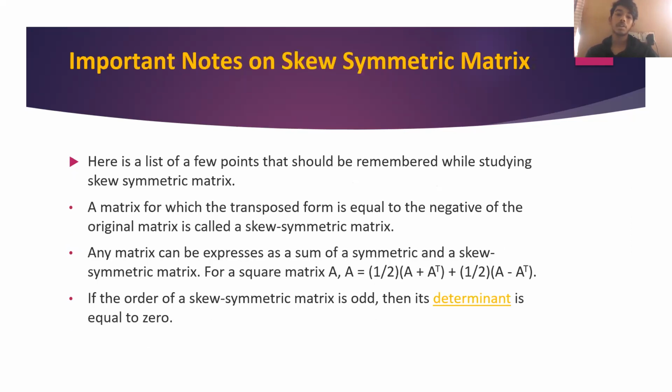Important notes on skew-symmetric matrix. Here is a list of a few points that should be remembered while studying skew-symmetric matrix. A matrix for which the transposed form is equal to the negative of the original matrix is called a skew-symmetric matrix. Any matrix can be expressed as a sum of skew-symmetric and symmetric matrix. For a square matrix, A equals 1 by 2 into A plus A transpose plus 1 by 2 into A minus A transpose. If the order of a skew-symmetric matrix is odd, then its determinant is equal to 0.